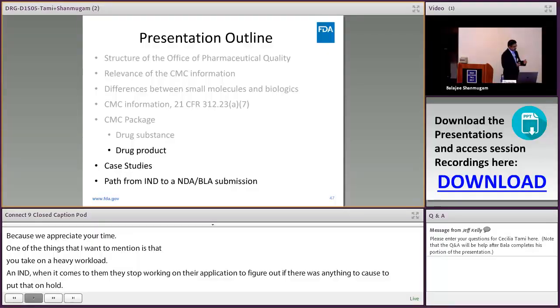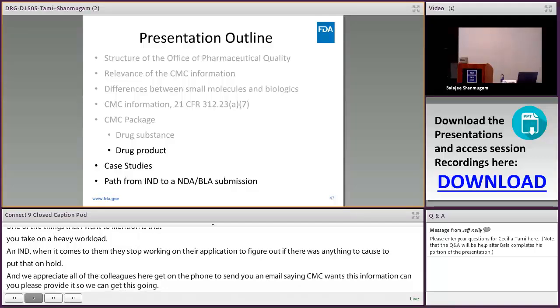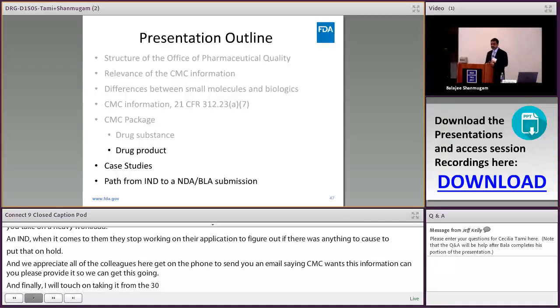And then finally, I'll touch upon where we take it from the 30-day safe to proceed. So we could have IND amendments, annual reports, and then eventually what we want to see is an NDA and a BLA submission come in, and we work with you to make it a good product available for the cause of public health.